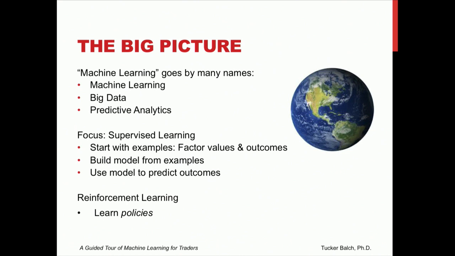I'm going to focus on a branch of machine learning called supervised learning. The reason it's called supervised learning is because you have this learner you're trying to train, you give it some data, and you tell it what the right answer is. So it's like training a dog, in some sense.